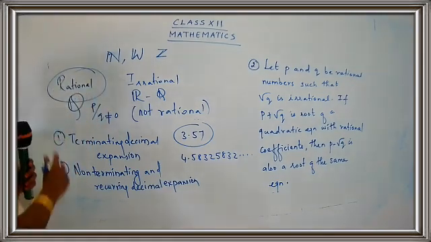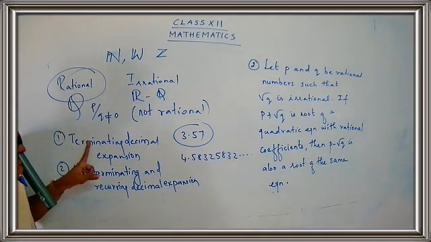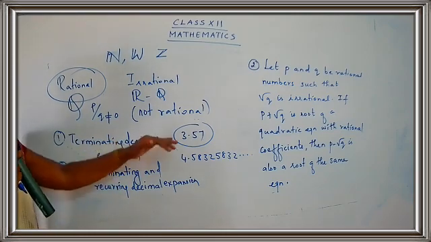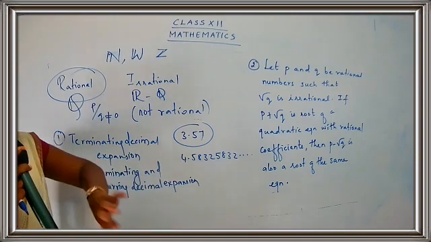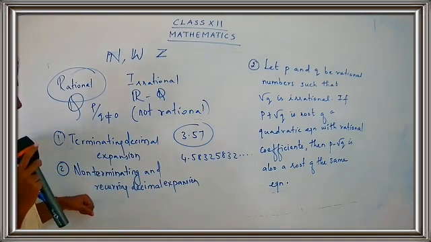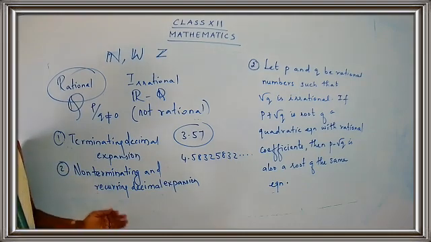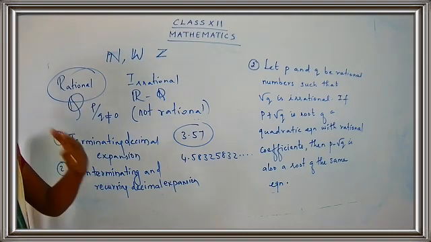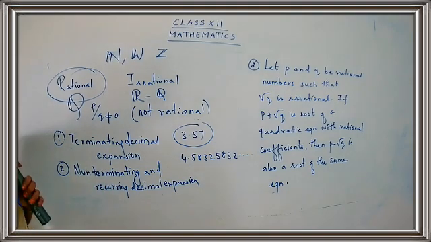So what are the two ways of expressing a rational number? The first one is a terminating expansion, that is, the number stops, like 3.57. You cannot add any number over here, or reduce any number. The next one is non-terminating and recurring. Non-terminating means it's not going to stop. Recurring means it's going to repeat. A particular set of digits is going to repeat again and again. So this was under a rational number.